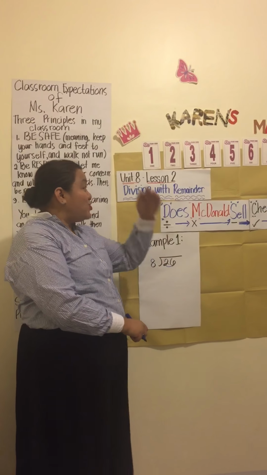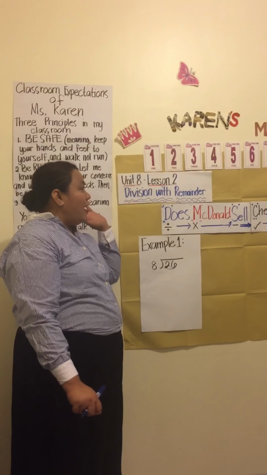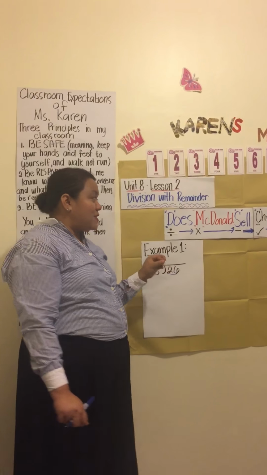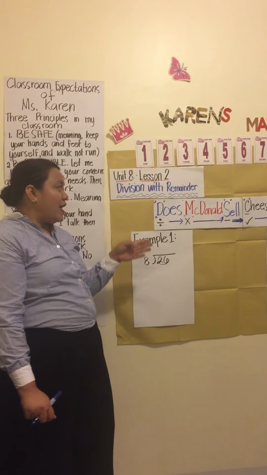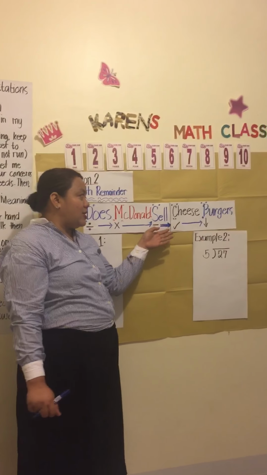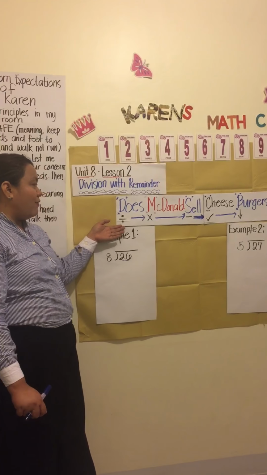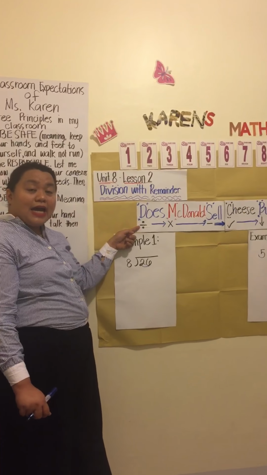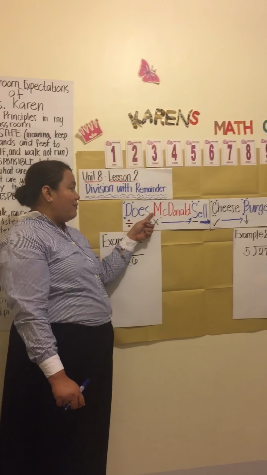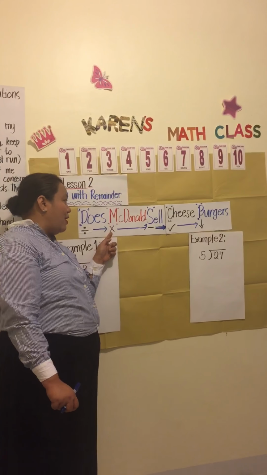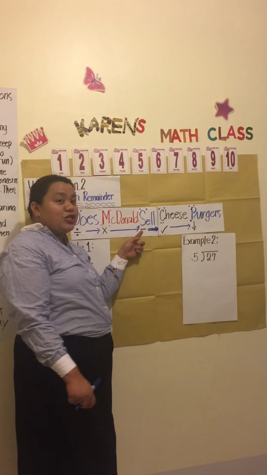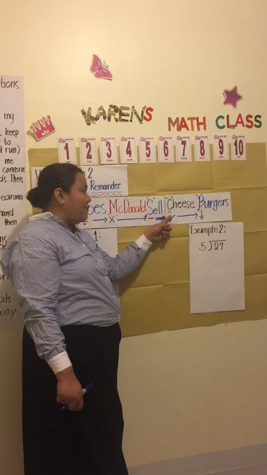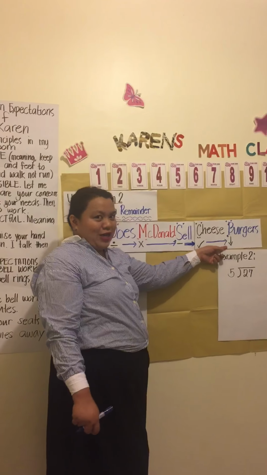Alright, so let's jump into our review for the steps on how to solve long division. We have the phrase, does McDonald's sell cheeseburgers? D stands for division, M stands for multiplication, S stands for subtraction, and of course, C for check and B for bring down.